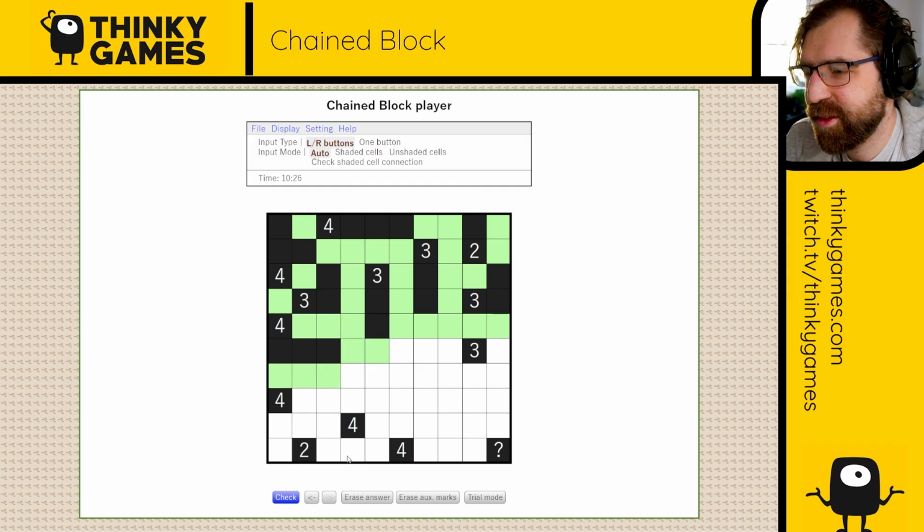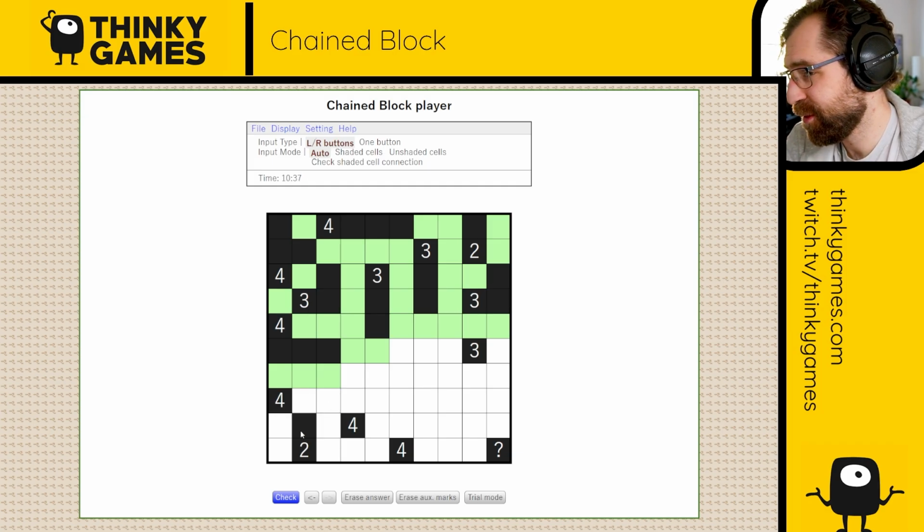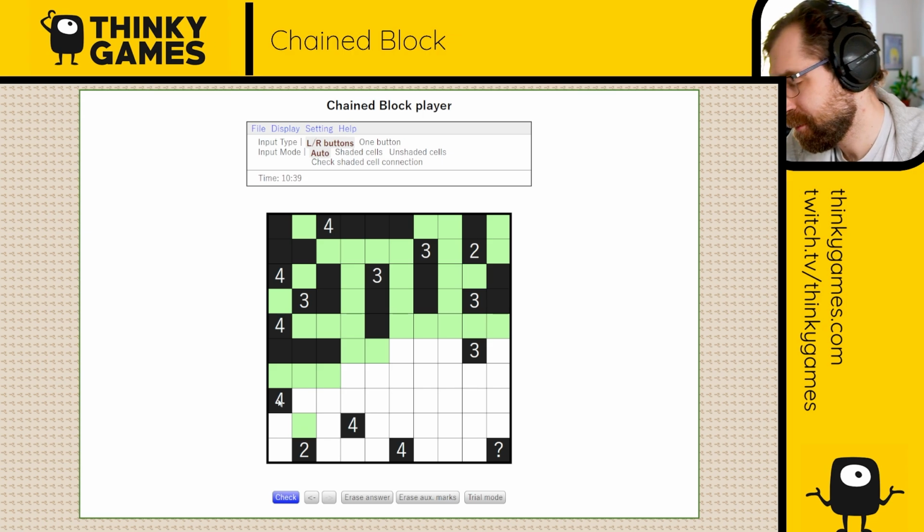So let's work on this bottom corner here. So this 4 is pretty constrained. It doesn't have a lot of space to work with, right? Like it can't go into here. In fact, if the 2 went up that way, the 4 definitely wouldn't fit. So the 2 definitely doesn't go up that way. How else can the 4 fit?